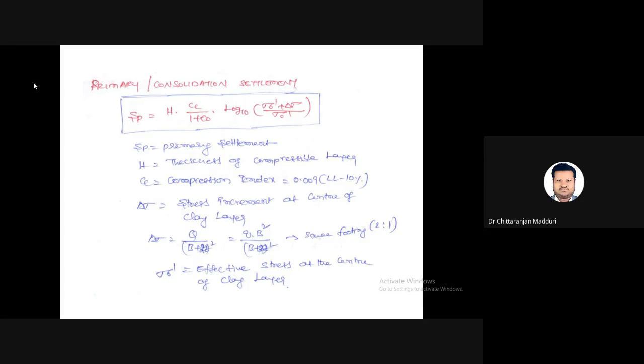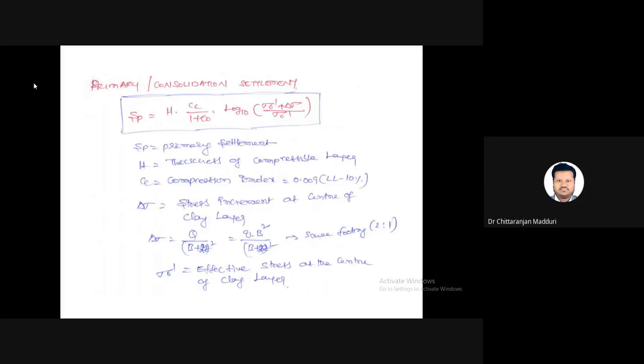So delta sigma equal to stress increment at the center of the clay layer. Before construction of the building, there will not be any stress. Because of construction of the building, the stress may increase. The stress increment, delta sigma, is due to construction of the building. So delta sigma is given by Q by (B plus Z) whole square.